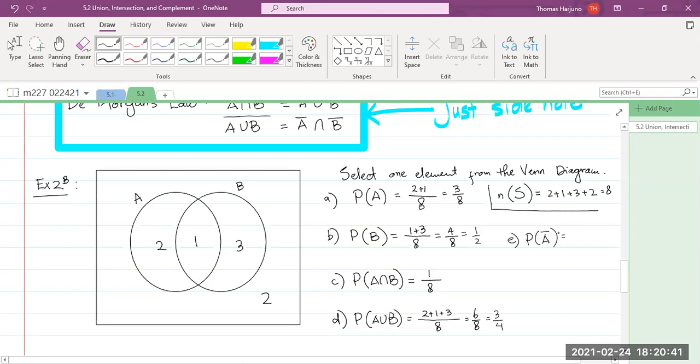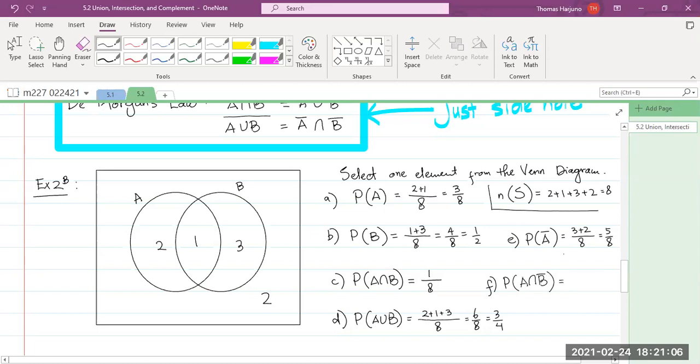5 over 8. Outside of A will be 5 out of 8, that's right. And how do you get that 5? 3 plus 2, the ones outside of A. Okay, the probability is 5 over 8. How about the probability of getting something in A but not in B?